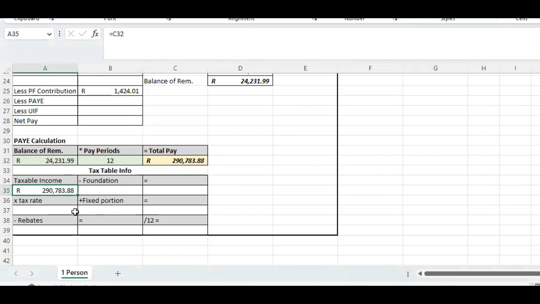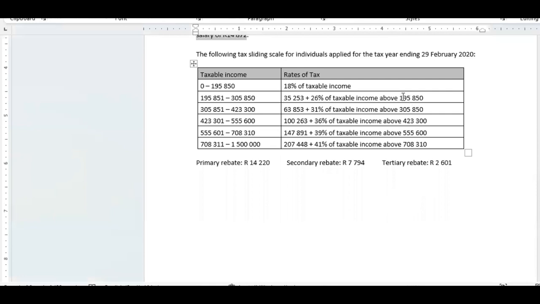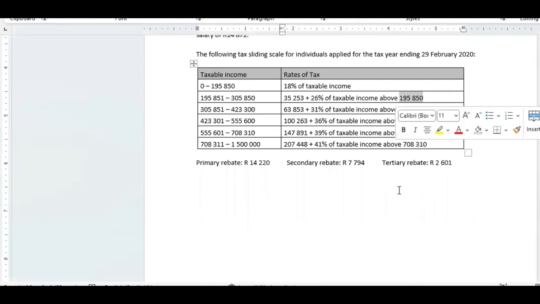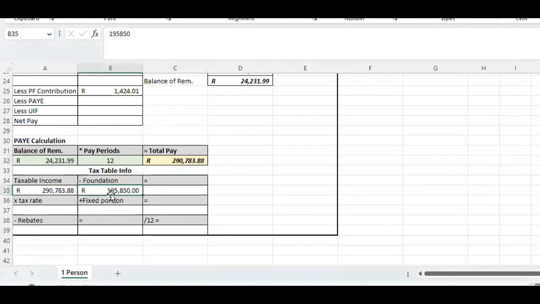Then we must subtract that foundation payment, the place where they say everything above this amount is pensionable at a higher rate. So we take that foundation, and it was 195,850, and we put it in there just to show you again. There, 195,850. That's the foundational amount that we are using first. Okay. So we are subtracting that foundational amount, and then we get an answer.